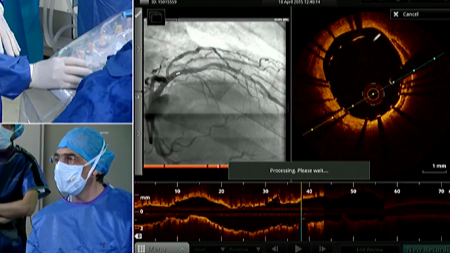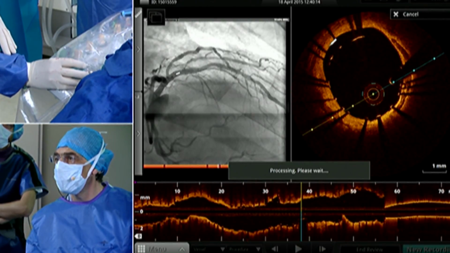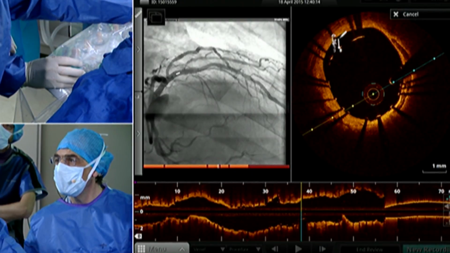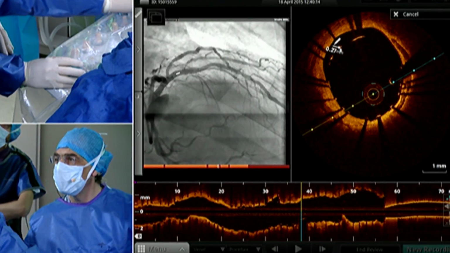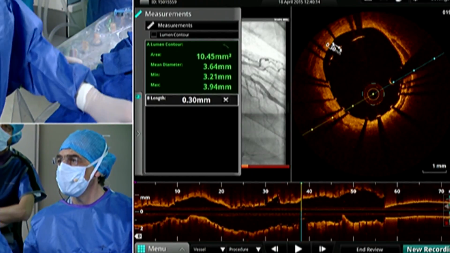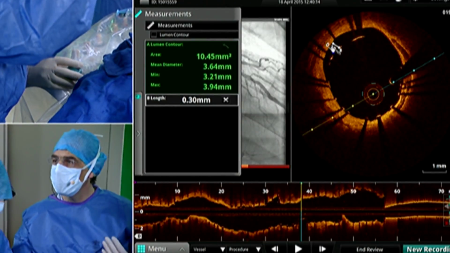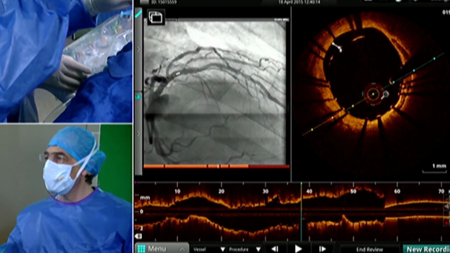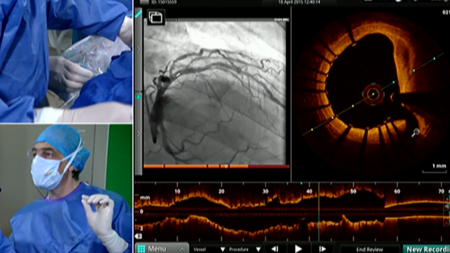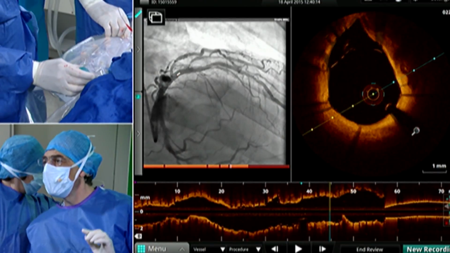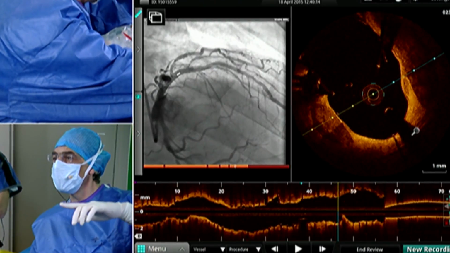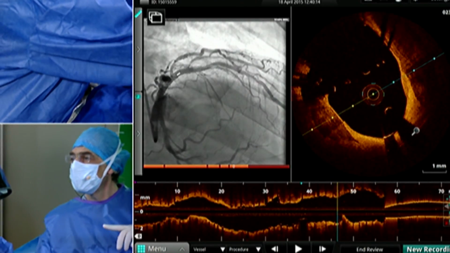And we are going to make the distance of the maximum malposition. So from here to here, let me see. So we are talking about 300 microns, and then you have to remove the thickness of the struts. So it's not very big, this malposition is for some segment. Here we are going back. Here you can see the struts, they are protruding.